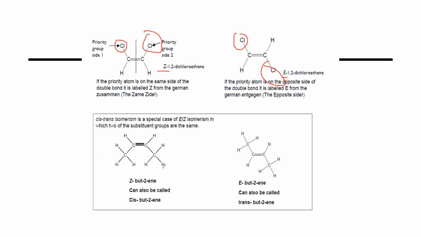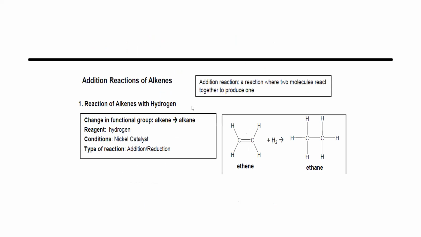If identical groups are on the same side, then we can also say Z or cis. If identical groups are on opposite sides, we can say trans or E. But the condition is that it should be identical groups when we are comparing. Reactions of alkene: alkene plus hydrogen results in the formation of alkane.